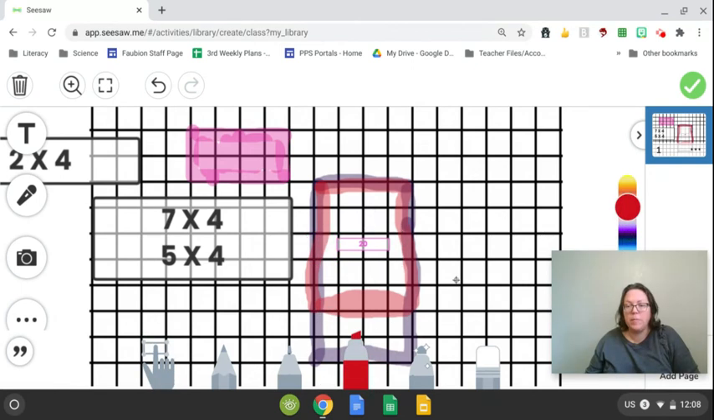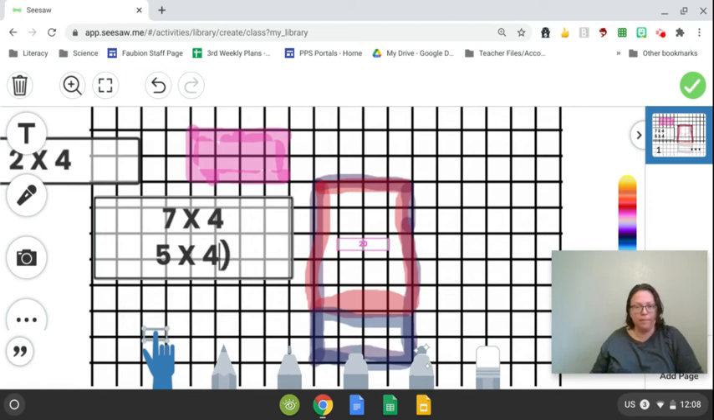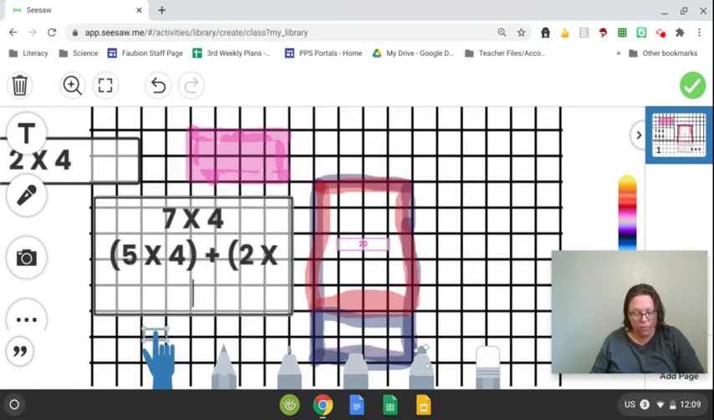Oopsie, I forgot to pick my marker. I'm going to color it in a different color. I'm going to color it in darker. See, these tools do not work that well for me all the time. All right, so I know that 7 times 4 is the same as saying 5 times 4 plus 2 times 4.